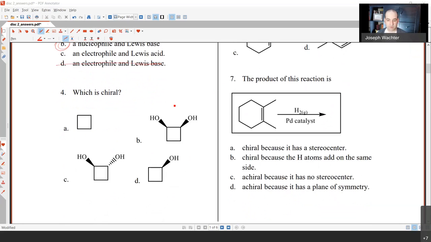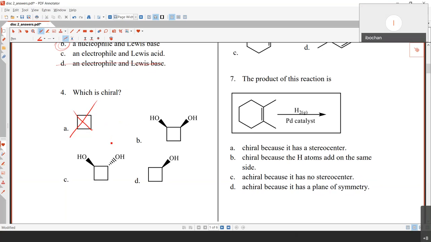So then on to number four, which is chiral. So let's talk about the ones that are definitely not chiral first. We know that A is definitely not going to be chiral because there's no stereocenters at all. There's no chirality there at all. The others all have stereocenters. But the question is, which is chiral? So only one of those can be chiral. Did anybody figure out which one it is? All right, I'm not hearing anybody.